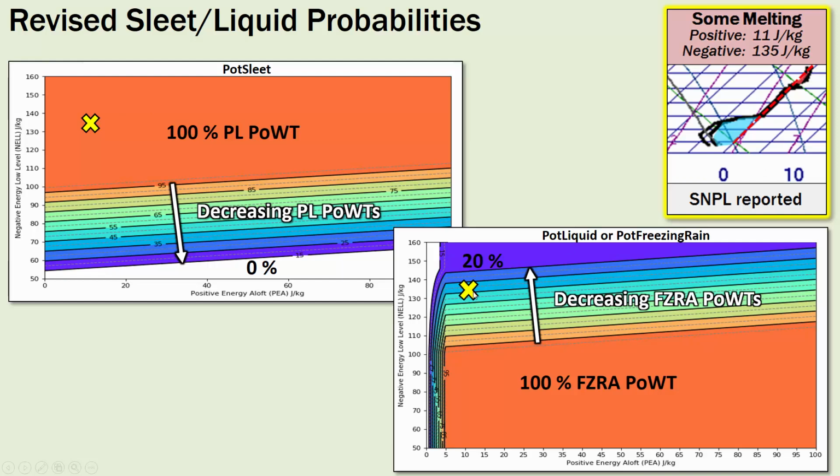So our forecast would have come out with snow and sleet, and then there would have also been a small chance of freezing rain. Again, this sounding snow and sleet were reported. That would have been the primary output from this forecast, but there still would have been a small chance for some freezing rain included as well.